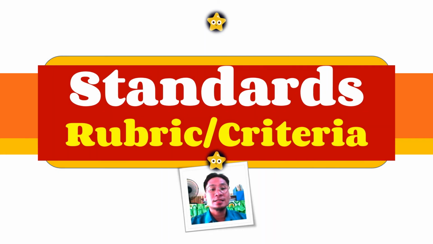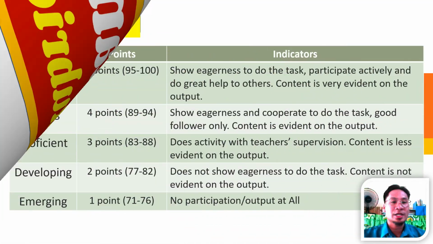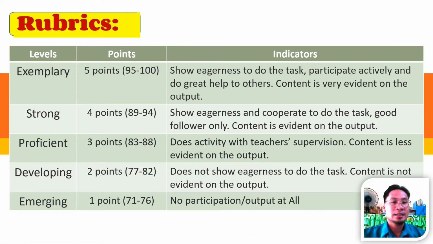The standards or the rubric and criteria to be used. Rubrics. There are levels: exemplary, strong, proficient, developing, and emerging. Exemplary with 5 points, 95 to 100 correspondingly for the percentage. For the strong, 4 points from 89 to 94. For the proficient, 3 points, 83 to 88. For the developing, 2 points, 77 to 82. And for the emerging, 1 point, 71 to 76.